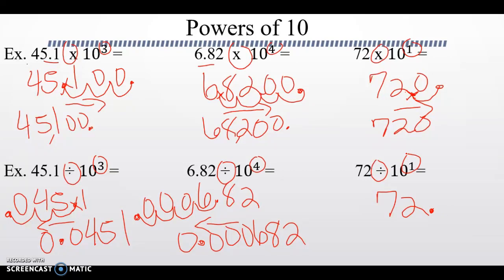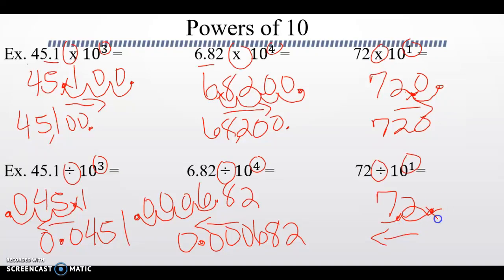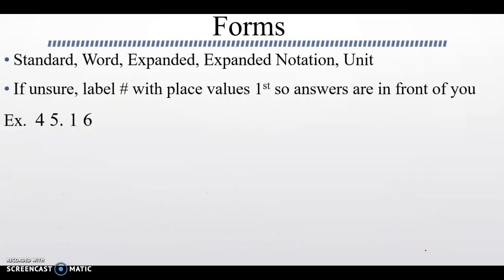Moving one time, and I'm moving up so that I can put something on the right side. 1. Oh, sorry, only moving one time. So my answer is 7.2. Feel free to go back in the video and try them on your own. Press pause and try the problems on your own, and press play to check your work.